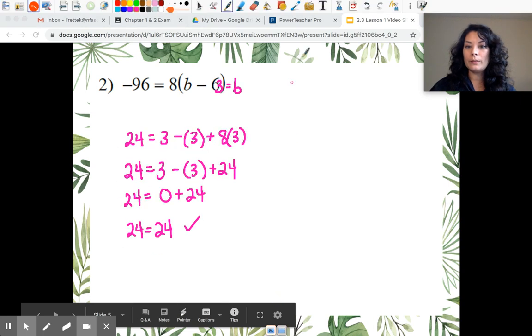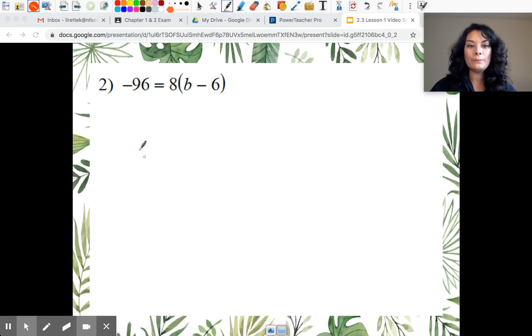Let's do another problem. So go ahead, copy this one in your notes as well. So step 1, distribute if we see parentheses. I do see parentheses here, so I am going to have to take this 8 and multiply it with both of these terms inside. Remember, when you distribute, you're multiplying. The negative 96 comes down along with my equal sign. 8 times B gives me 8B. 8 times 6 will give me 48.